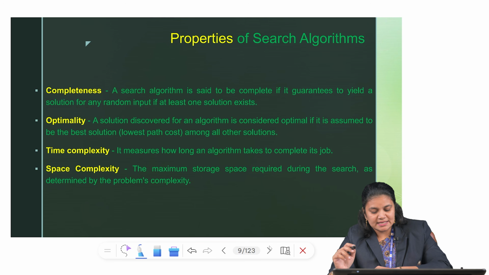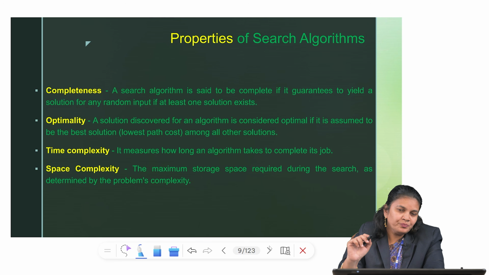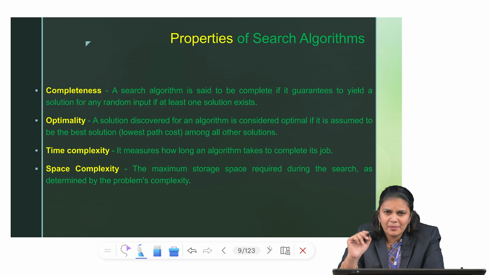4 different properties are there for a search algorithm. Why are these properties being used? First, let me introduce that to you. Because we have to find the optimal solution. So how to find the optimal solution? Some parameters should be there. If we are going to purchase some cloth material from a shop, we will compare the cost, we will compare the quality. So some parameters we are keeping.